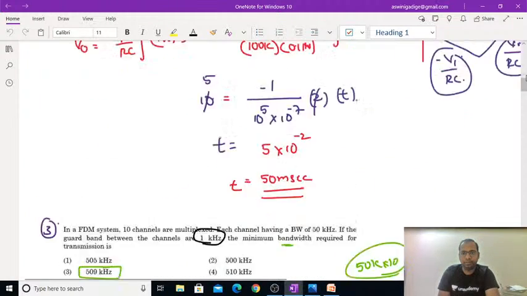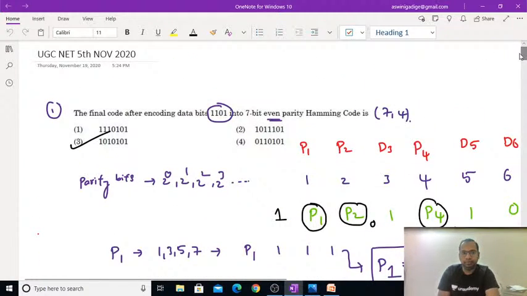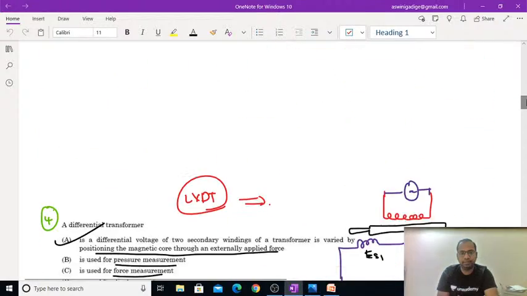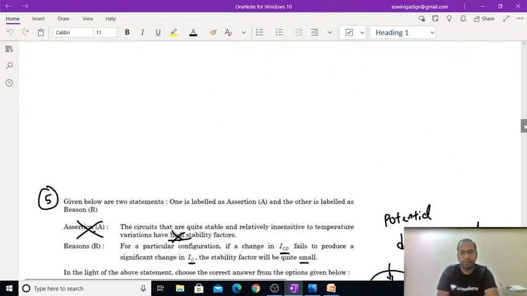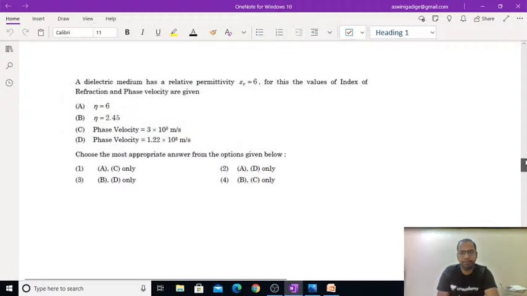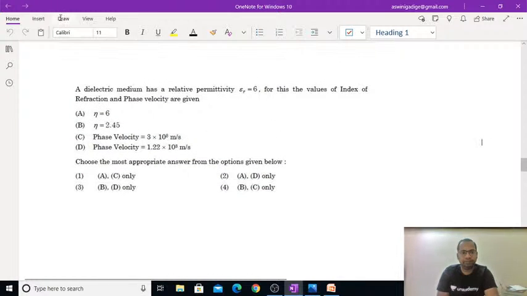So these are the questions of the UGC NET 5th November 2020. In yesterday's session a few questions were discussed, and coming to the present session, we are going to start with the 7th question.